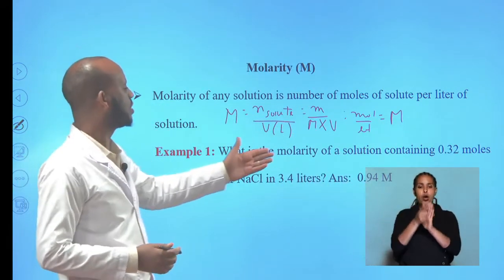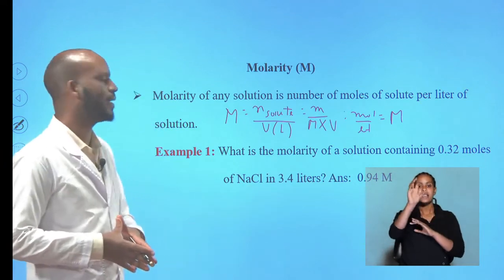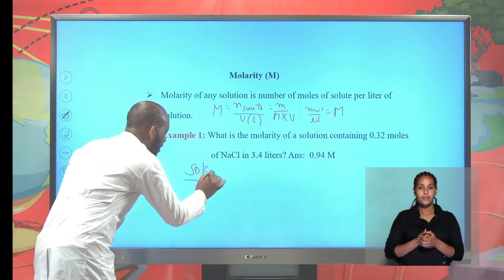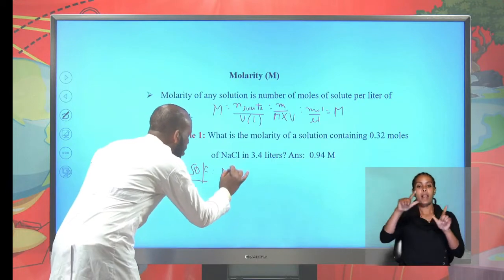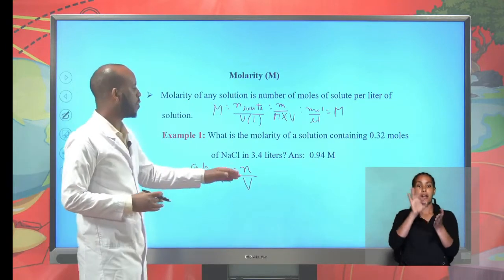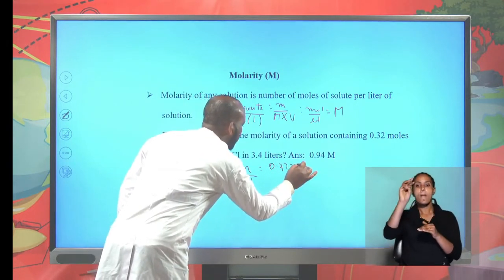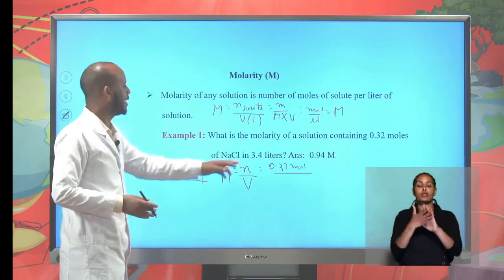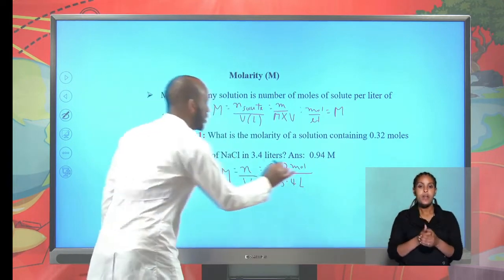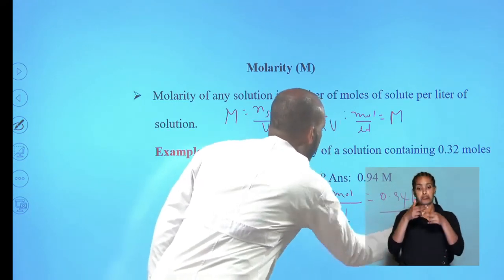For example, what is the molarity of a solution containing 0.32 moles of sodium chloride in 3.4 liters of solution? Molarity of the solution, capital M, equals number of moles of solute divided by volume of the solution in liters. Number of moles of solute is 0.32 mole, divided by volume of the solution, 3.4 liters. This is 0.94 mole per liter, which is known as molar, capital M.